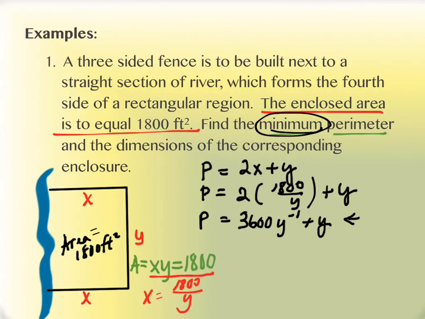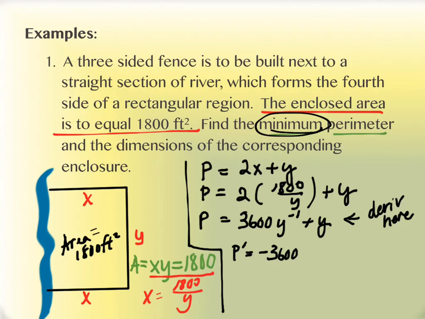This now I can take a derivative of. All right then, so we need a derivative of this, right? So what is the derivative of 3600 y to the negative 1 plus y? Negative 3600 y to the negative 2 plus 1. Good.